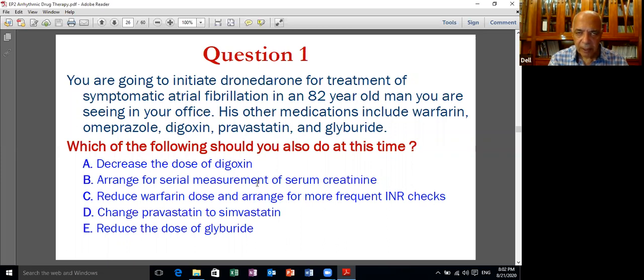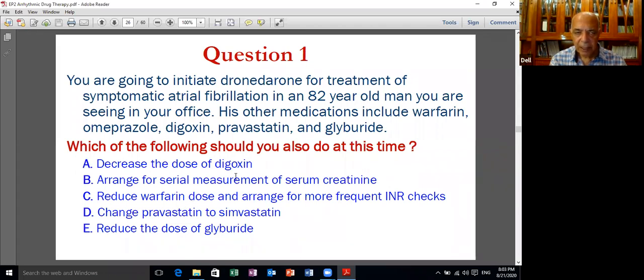Serial measurements of serum creatinine. It's true that dronedarone increases the level of serum creatinine by 0.2 to 0.3 milligrams, but this is because of decreased tubular excretion of creatinine. It has nothing to do with kidney function as estimated by the glomerular filtration rate. Also, dronedarone, in contrast to amiodarone, does not interact with these drugs. So it doesn't interact with warfarin. As you know, amiodarone increases the level of warfarin because of a certain interaction that we will come to very shortly. And at the same time, it interacts with pravastatin and with sulfonylurea, but dronedarone has no interaction with those.